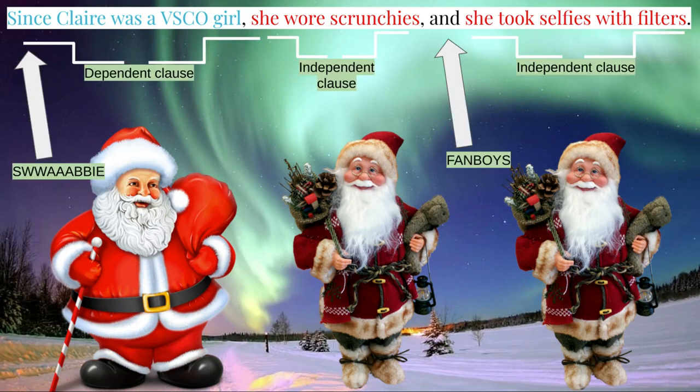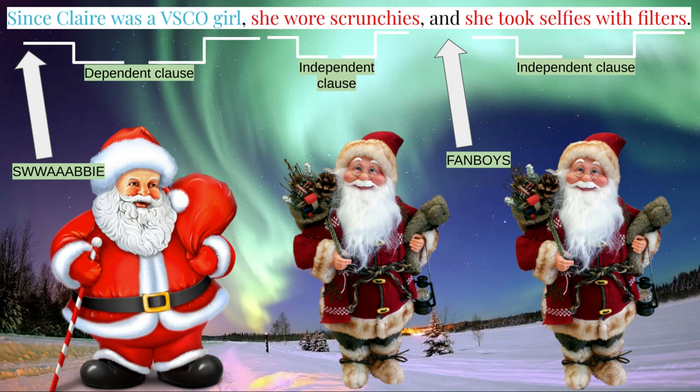All right, there you go. You got it. You will find your SWABI at the beginning of a sentence here with since. And that's going to identify your dependent clause. Since Claire was a VSCO girl. Notice the comma cane is right there after the word girl.